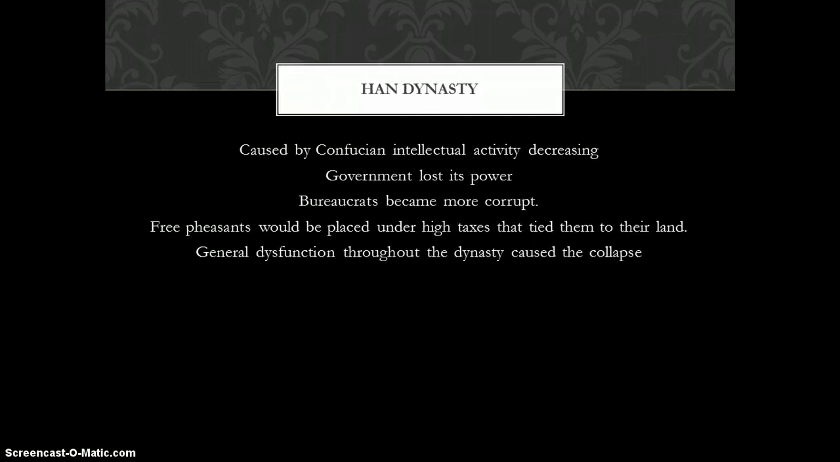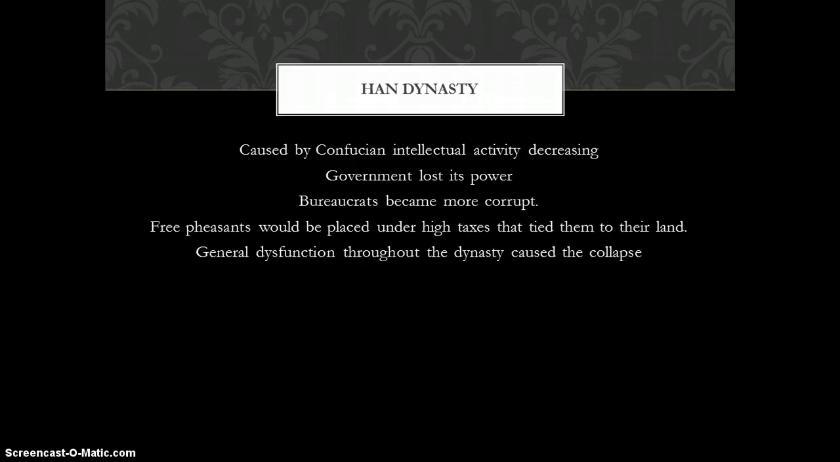So let's start out with the Han Dynasty. It was caused by Confucian intellectual activity decreasing. They were no longer thinking of better ways to improve their government and their way of life, which caused problems throughout society. The government lost its power and bureaucrats became more corrupt. People weren't listening to the government and the government couldn't do anything about it.